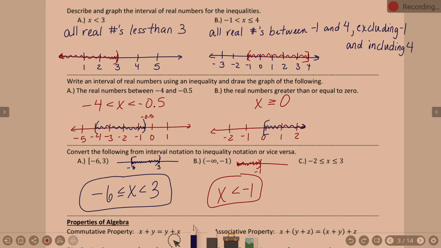Okay, C. They're giving me the inequality. I want interval notation. -2 less than or equal to x less than or equal to 3. -2, 3. And they both have brackets. Okay. This is x is between them, right? So my interval starts at -2. It ends at 3. They're both equal to, so they're both brackets.